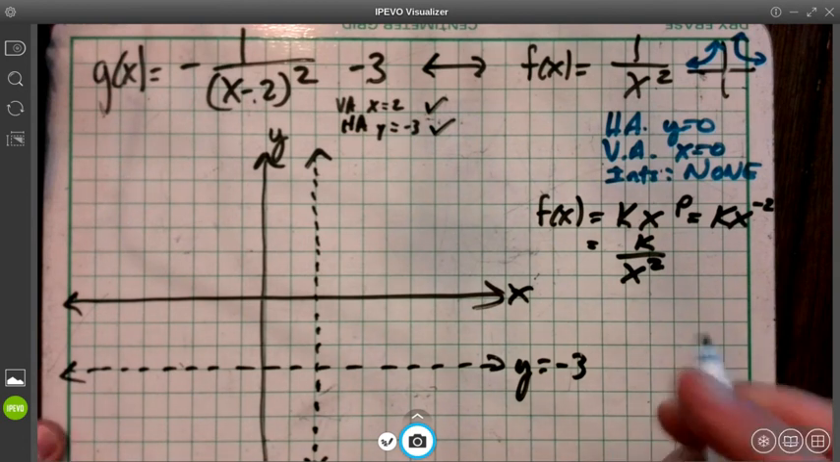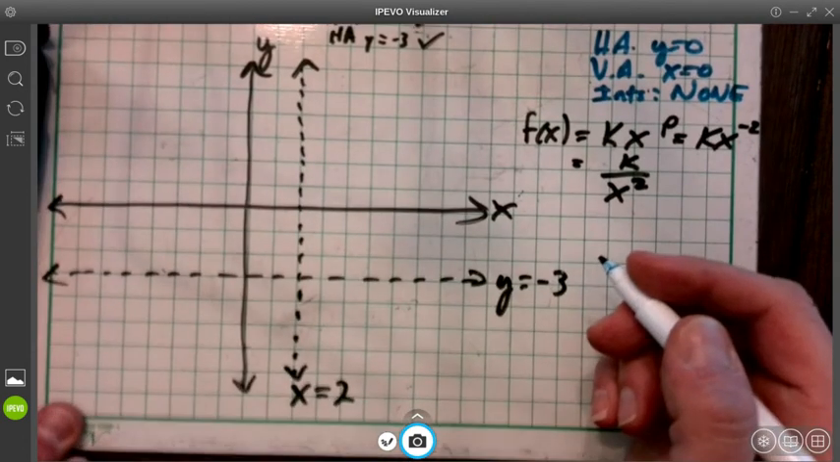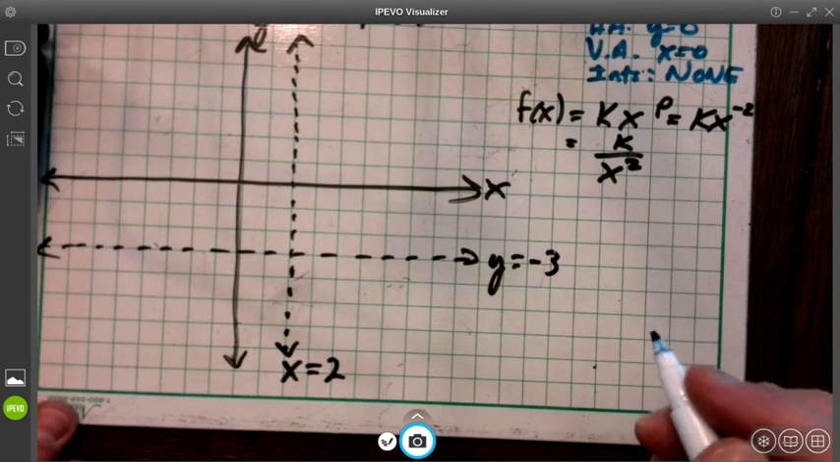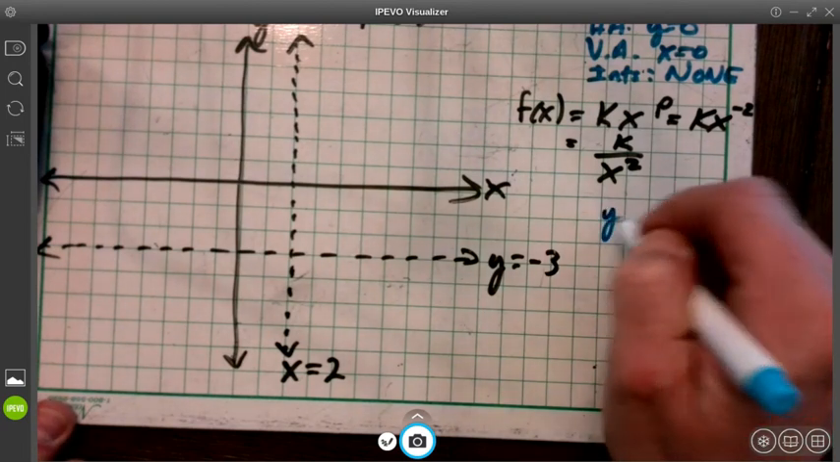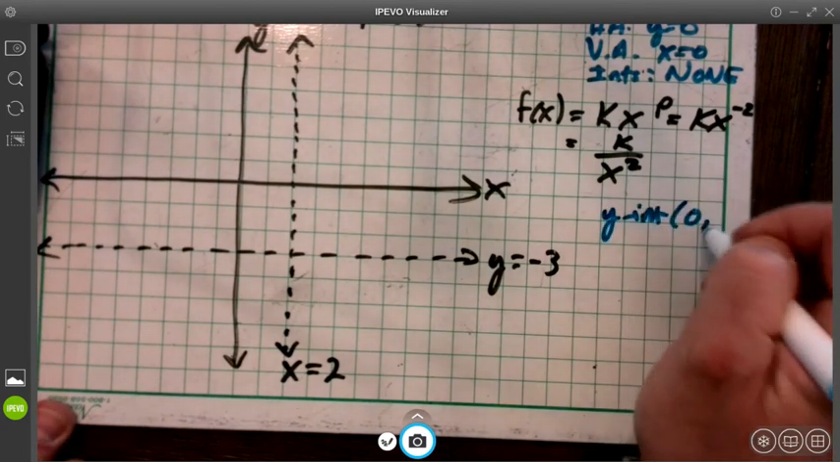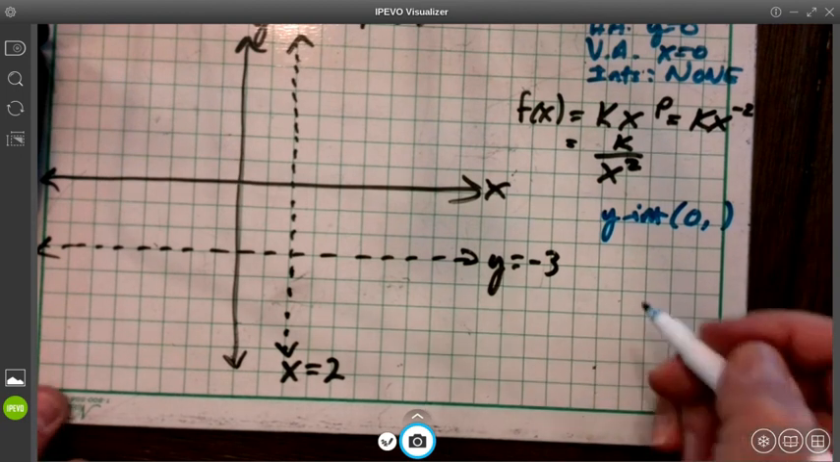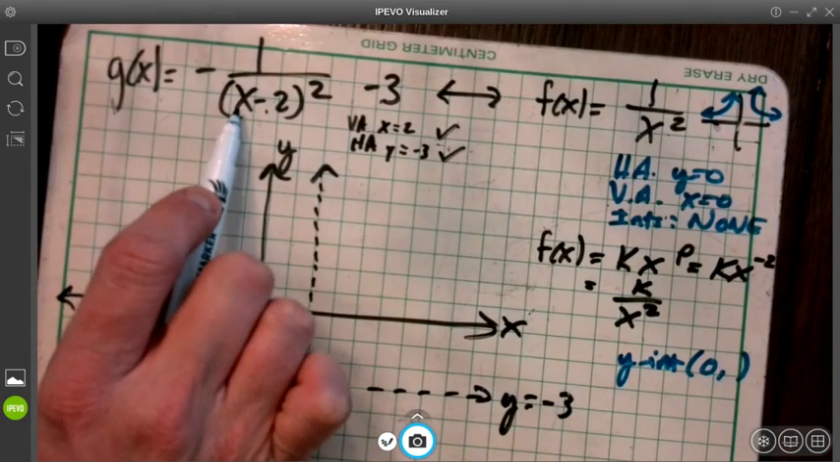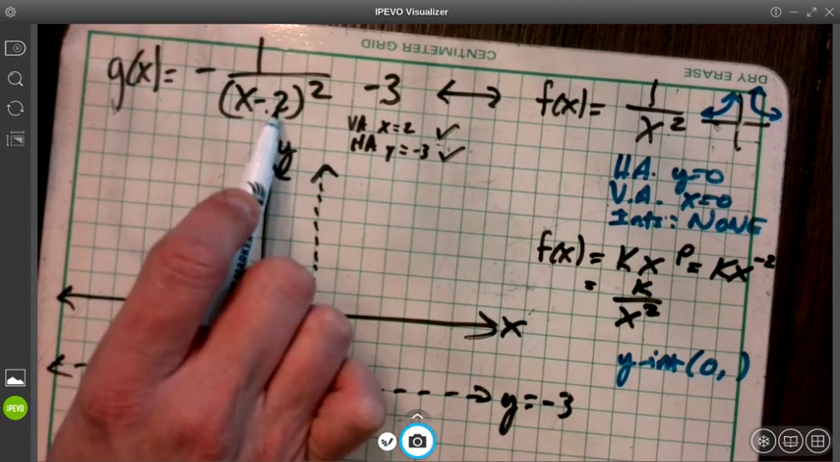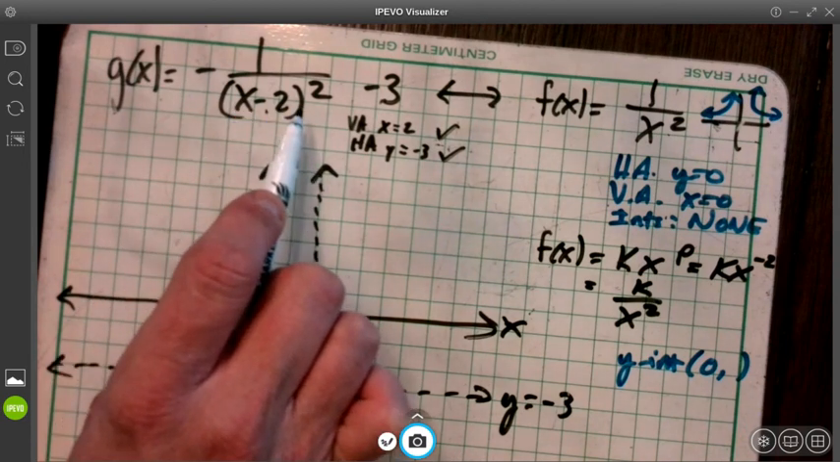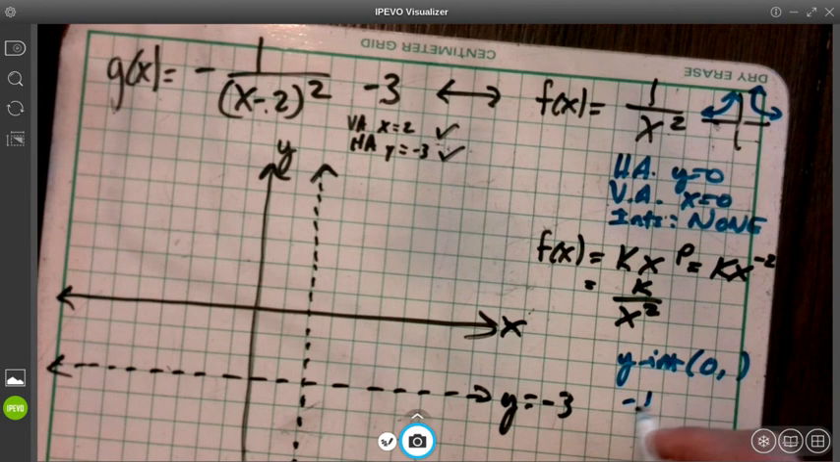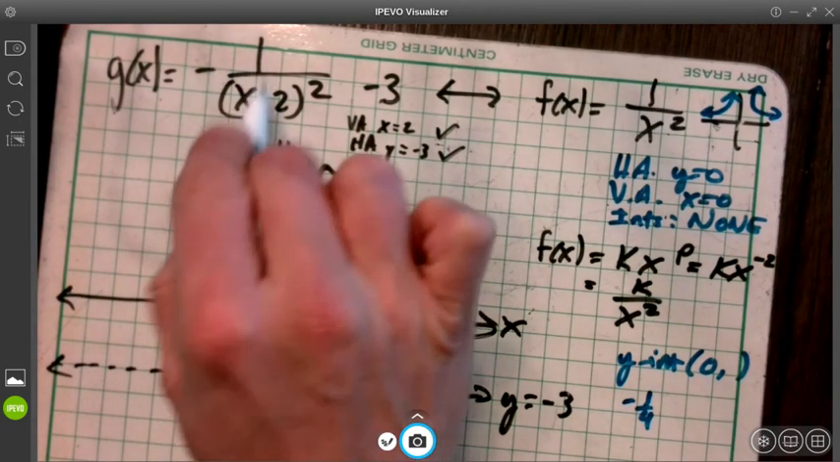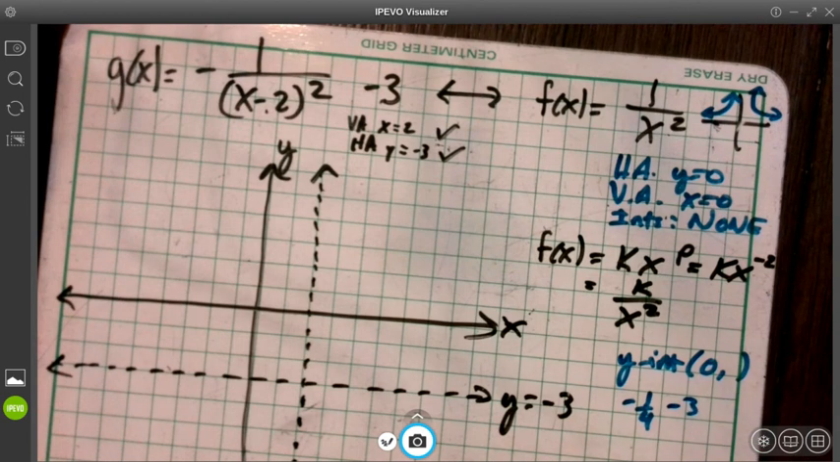All right, well, let's see. Was I being a little playful there? Is it really difficult? No, it's not. Y-intercept, still 0, comma, whatever we get. Well, let's take the equation and plug in 0. If I plug a 0 in right here, 0 minus 2 is -2. -2 squared is 4. So I am going to be left with -1/4. Okay, so the negative sign, 1/4, then -3.